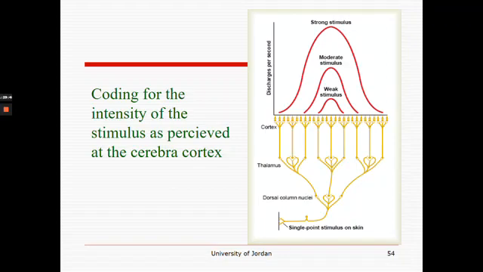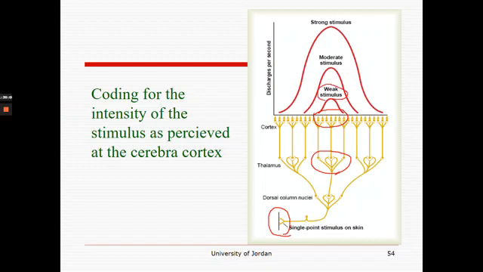This is some kind of coding. Here, this is the stimulus. If the stimulus is weak, then it is able to stimulate the central part of the cerebral cortical cells here. If this number of cortical cells are stimulated, then the impulse is perceived as a weak stimulus.